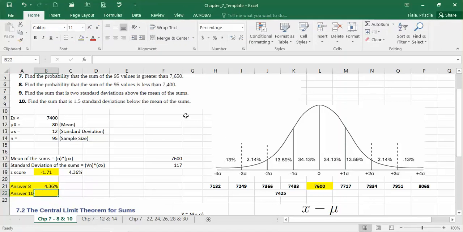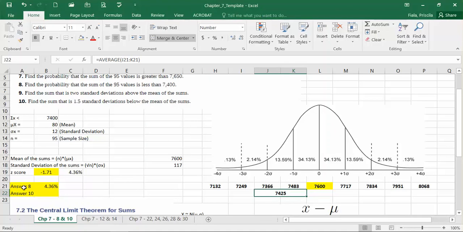So now we're going to be calculating problem 10. Find the sum that is 1.5 standard deviations below the mean of the sums. So we're asking for a value that is 1.5 standard deviations below, therefore negative. And that's when I said this will help you. If you average the -1 and -2 standard deviations, you would get 1.5, and your value would be the sum of these two divided by 2, which is 74.25.